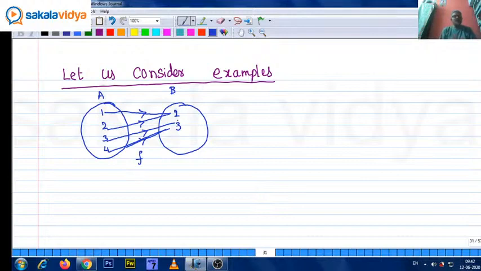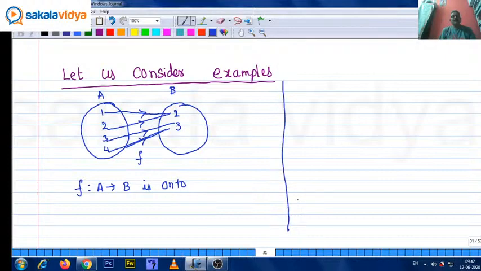Here see, what is the range of this function? 2, 3. What is the codomain? B. So here range equals codomain. Then this f maps A to B is onto. Here no element is left in the codomain.